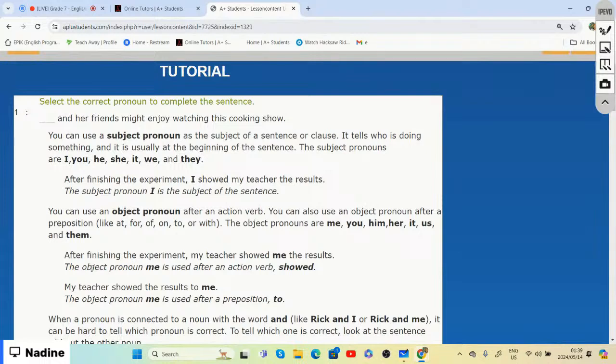Then we have an object pronoun, and an object pronoun either comes after a verb, an action verb, or it comes after a preposition, right? Such as at, for, of, on, to, or with. And our common object pronouns are words like me, you, him, her, it, us, or them, right?